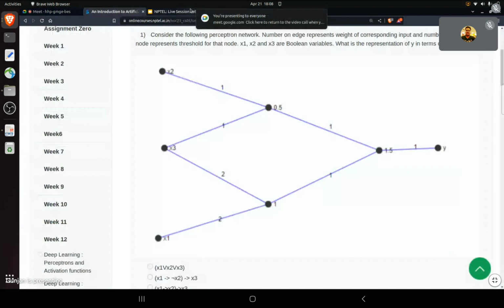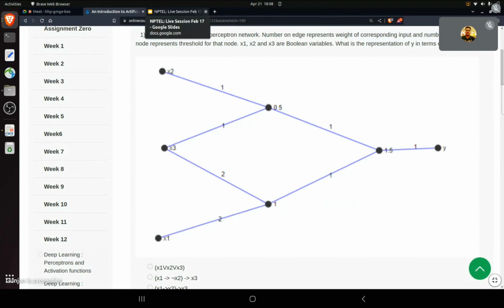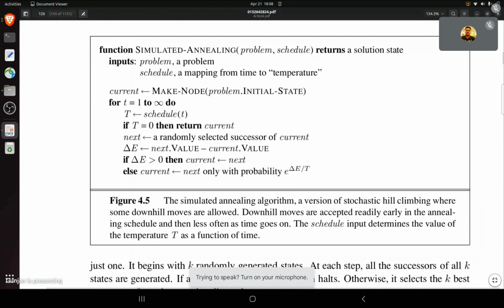I hope that might just be a discrepancy, that cost thing, and we can maybe ignore it for the time being. I don't know. But yeah, in my version, it says only next dot value minus current dot value, then delta E greater than zero. Now you take the probability with e to the power delta E by T.